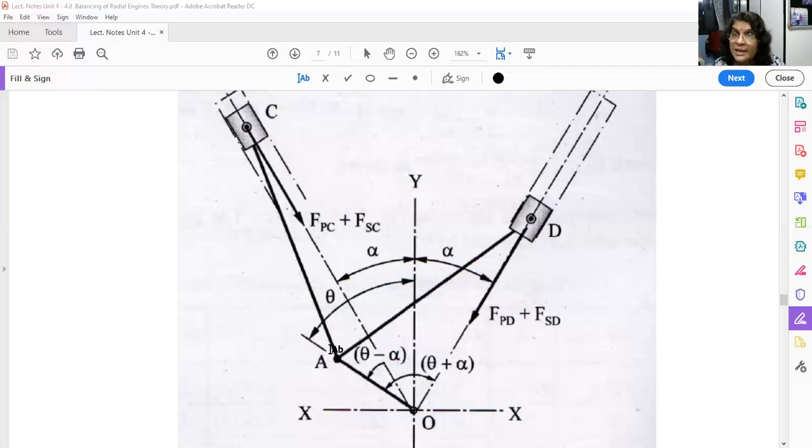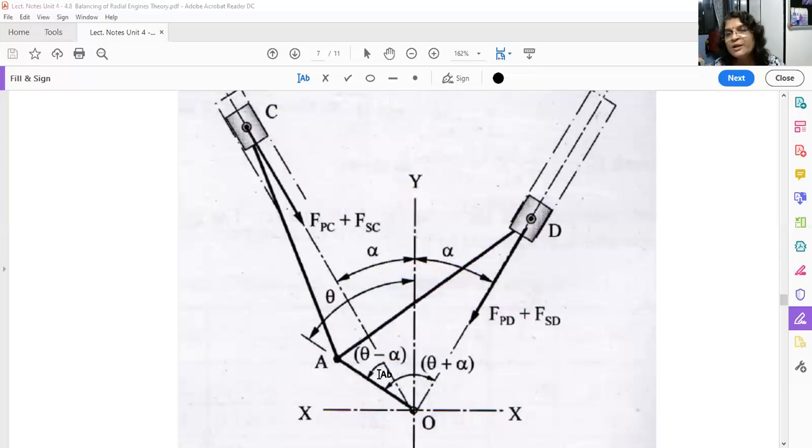So here one more angle comes into the picture, that is alpha, 2 alpha, because it's a V engine. So what is the angle made by the crank with cylinder C, that is, the line of stroke of cylinder C? Theta minus alpha. How has this come? This is angle theta and this is angle alpha. So this angle is theta minus alpha.